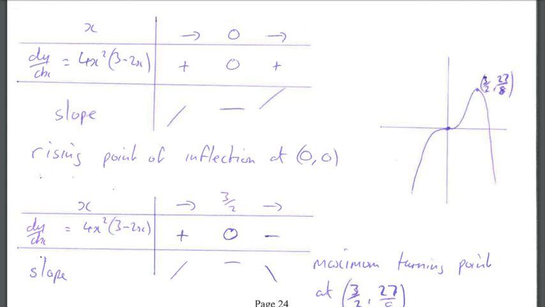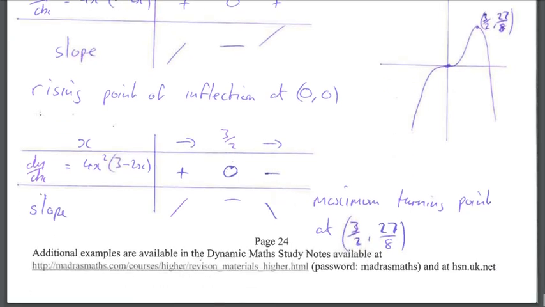which is a positive. 3 over 2, when we substitute into the bracket, it will give 0. So we've got 4 multiplied by 3 over 2 squared multiplied by 0, which is 0. Gradient of 0 is the flat part here. And then anything after 3 over 2, so 3 over 2 is 1.5, so I've picked 2. So 3 minus 2 twos is a negative value, so I've got 4 multiplied by a positive multiplied by a negative, which is a negative. So it's rising, then it's flat, then it's falling, so that's a maximum turning point at 3 over 2, 27 over 8.